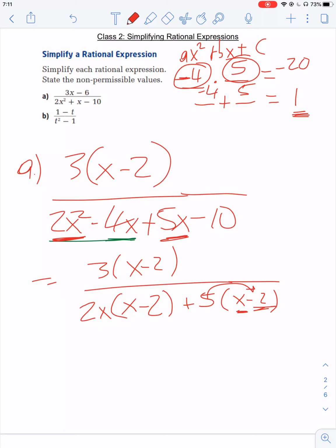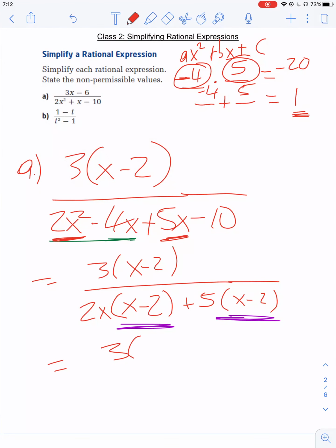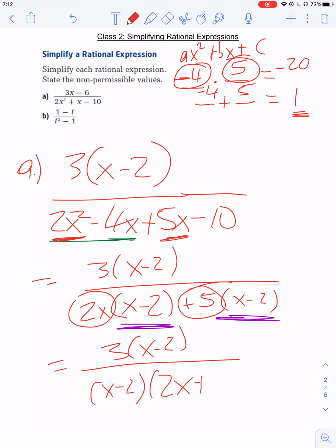And then finally, the idea of doing all this is because now, as you can see, you can actually factor out the x minus 2 because it's repeating itself, right? So when you do that, this becomes 3x minus 2 over my denominator. I'm going to factor x minus 2. And once I factor x minus 2, that leaves me with 2x, and it leaves me with plus 5, okay?